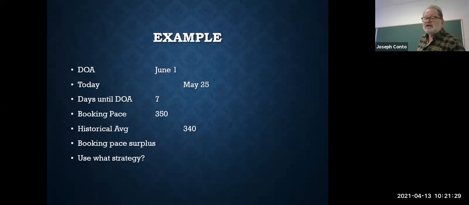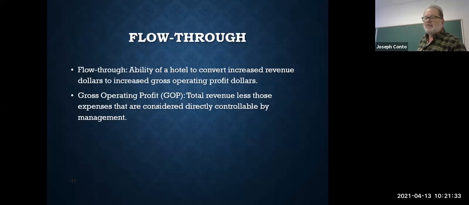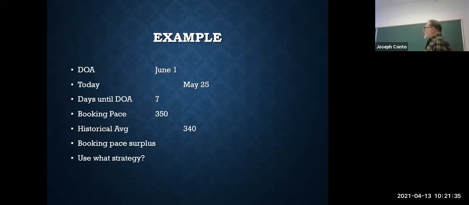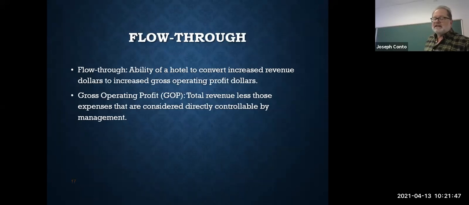We went through an actual example here. Remember where it was quite easy. We raised and lowered prices as we got closer to the DOA, the date of arrival. 10/20. One more concept here with a very simple formula.